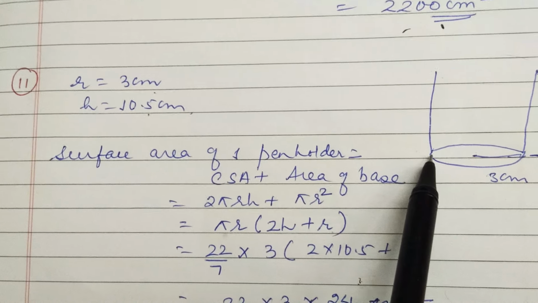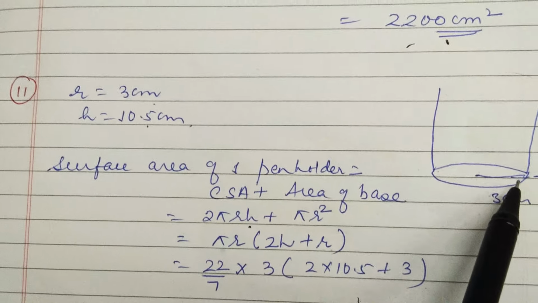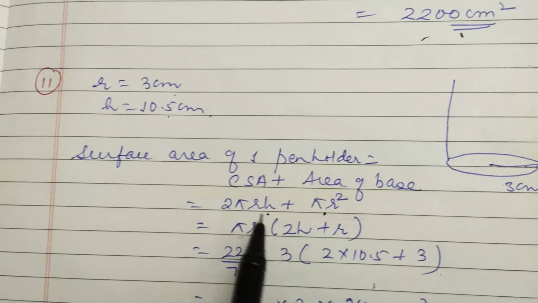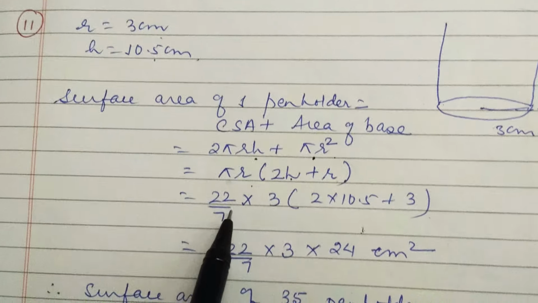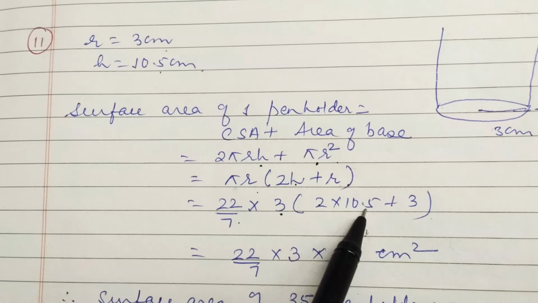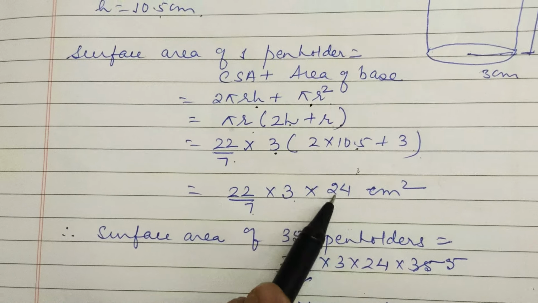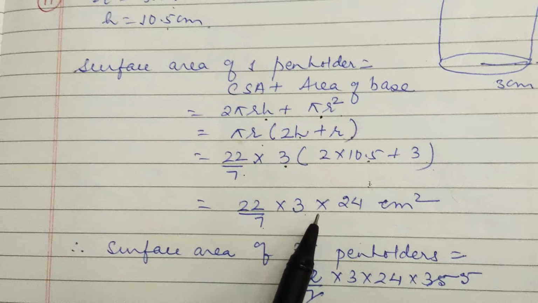Curved surface area is given by the formula 2πrh, and area of the base, since it is circular in shape, is πr². So you just take πr common, it becomes πr(2h + r). So 22/7 into 3 into (2 into 10.5 + 3). When you solve it, you will get 22/7 into 3 into 24 centimeter square. This is the surface area of one pen holder.